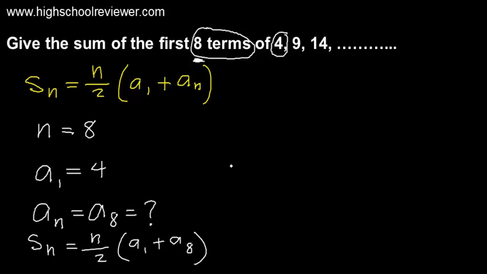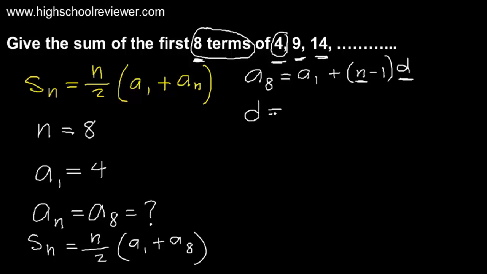Now, since we do not know the value of a sub 8, let's just take the equation for finding a sub 8. The equation for finding a sub 8 will be a sub 1 plus n minus 1 multiplied by d. Since we know the value of n, but we do not know the value of d, we have to find the value of d. Now, since we have 3 consecutive terms here, we can find the value of d. To find d, we will either subtract 14 and 9 or 9 and 4. So let's subtract 14 and 9. So d will be equal to 14 minus 9. So our d here is positive 5.